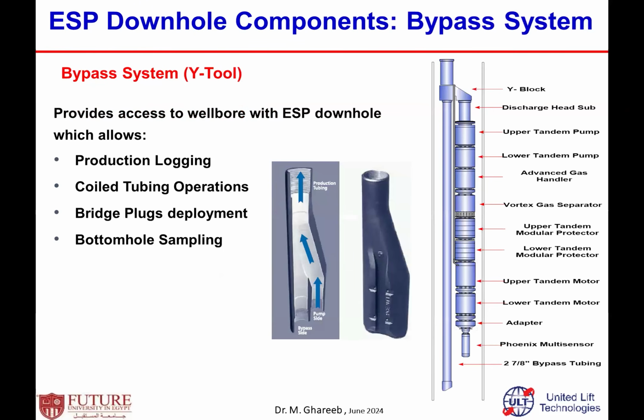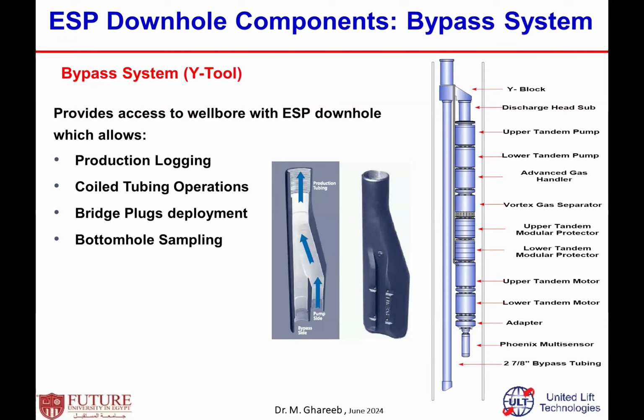This is the Y tool system, how it looks. It's not used in all wells, but you can use it. The Y tool provides access to the wellbore with the ESP downhole. When you have the ESP downhole, you will not be able to pass below the ESP if the ESP is connected directly to the bottom of the tubing. You cannot pass through it.